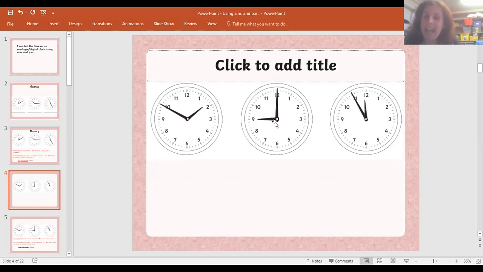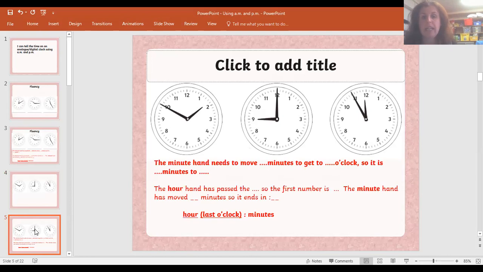Look at this one. The hour hand is on the number 9 and the minute hand is on the 12. So we know it has to be an o'clock. So it's 9 o'clock. Look at this one. The minute hand has gone all the way round, okay? It's 5 minutes to 12 o'clock. Look at this one. See if you can say those now. Say them to a teddy for me. Pause me if you need to, okay?